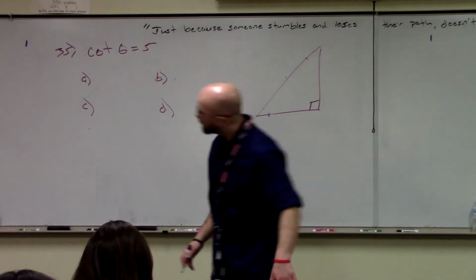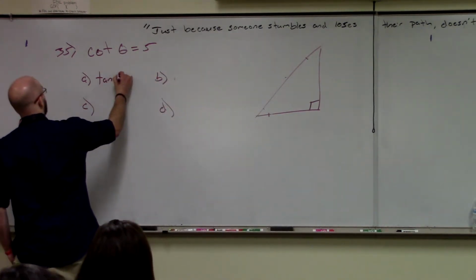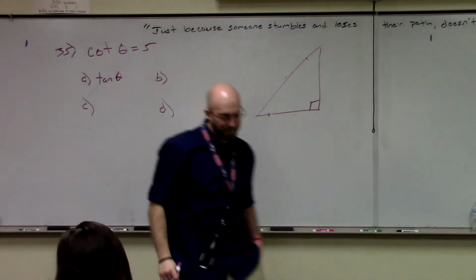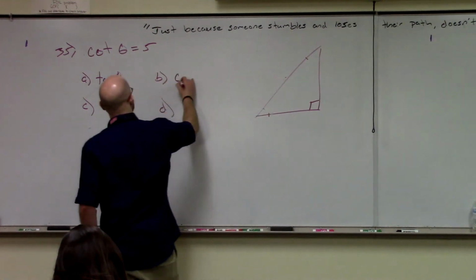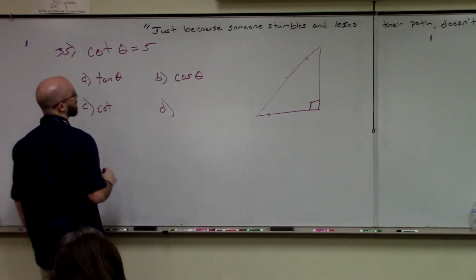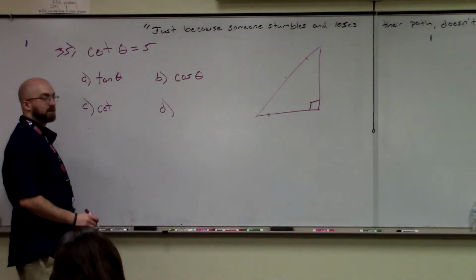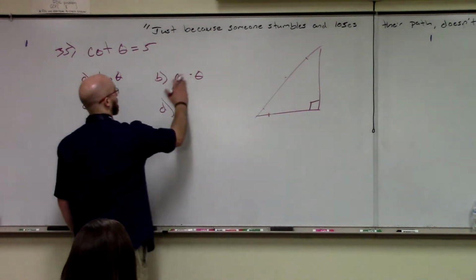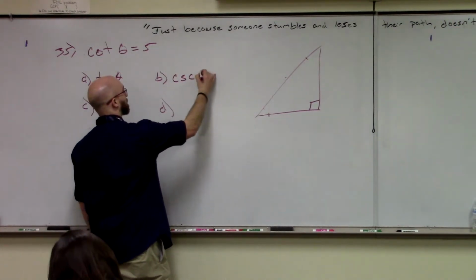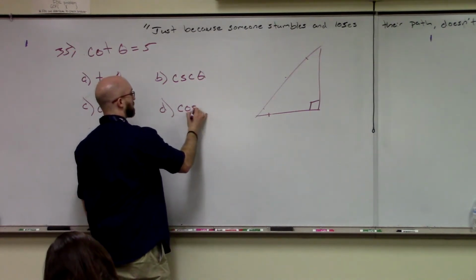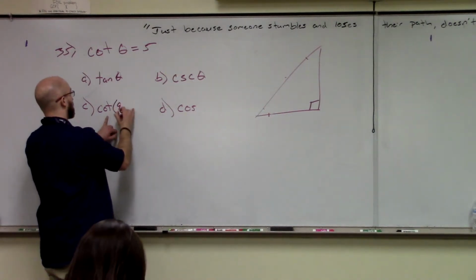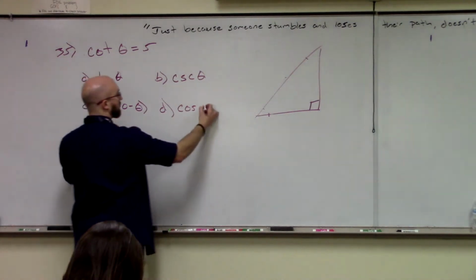What's the tangent? What's b? Cosine? What's c? Cotangent. Is it 90 minus theta though? B is not cosine. B's cosecant? B's not cosine either. Cosecant? Yes. C and D is cosine. And is it cotangent of 90 degrees minus alpha, and this one's just theta? Or alpha?